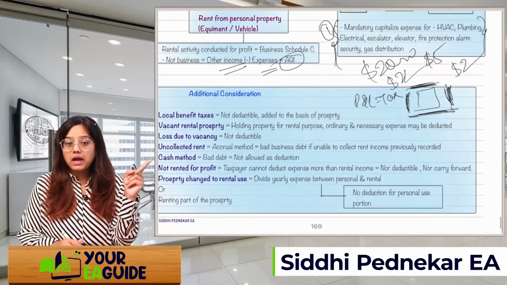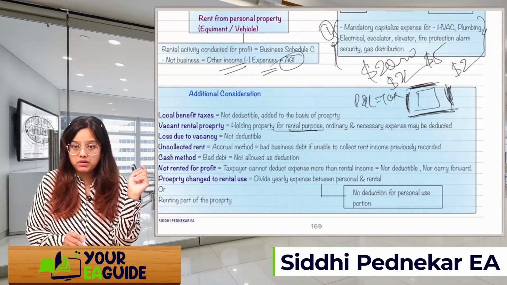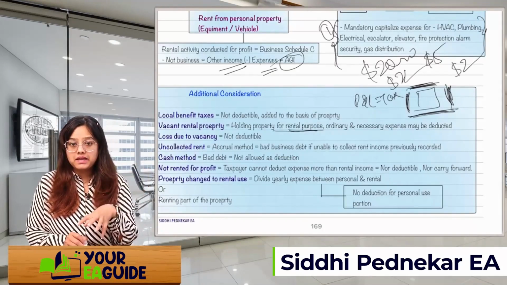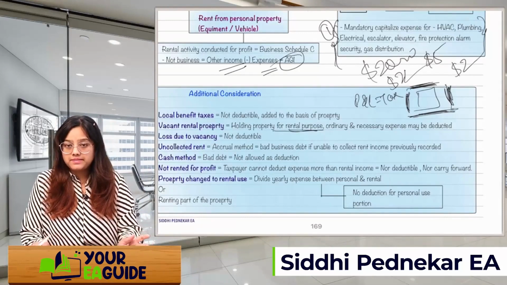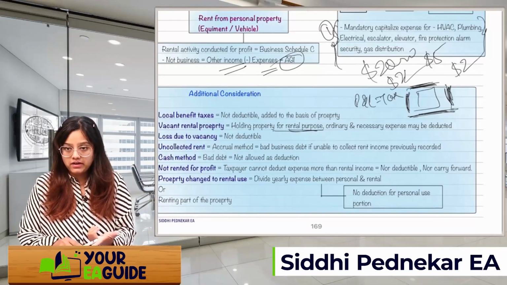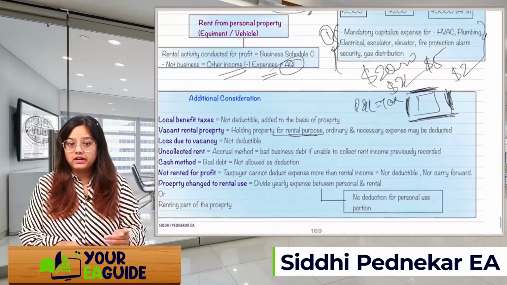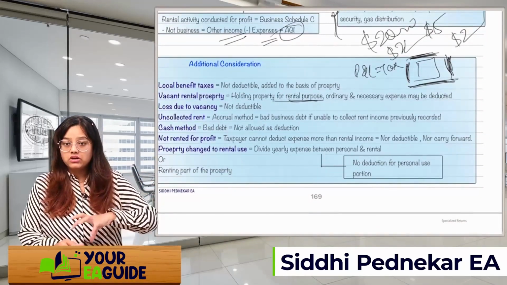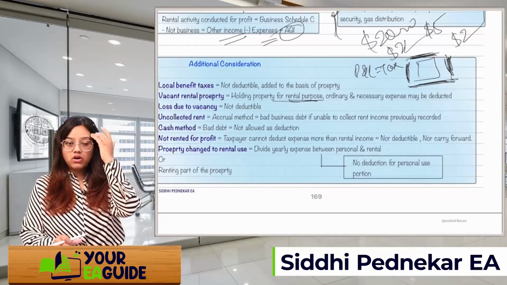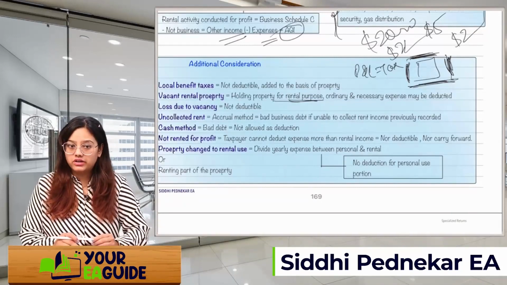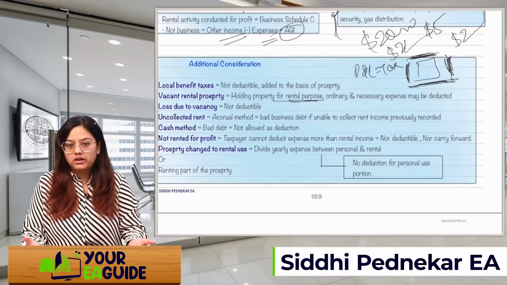Okay, if you have a vacant rental property, if you're holding a property for rental purpose, ordinary and necessary expenses may be deducted. Ordinary and regular expenses like maintenance and cleaning are there, so those expenses can be deducted even if your property is vacant, even if you have not rented it for a single day, but it is ready to be rented. Okay, then a loss due to vacancy is not deductible. See, if I am incurring any loss due to vacancy, that is not deductible, right?